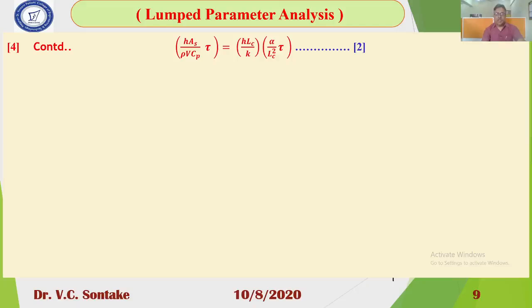Now after calculating the characteristic length for different geometries which may undergo Newtonian heating or cooling, let us concentrate once again on this parameter: hAs over rho V Cp into tau, which can also be written as hLc by k into alpha tau over Lc square. Lc is the characteristic length and alpha is the thermal diffusivity, which can be calculated as k over rho V Cp.